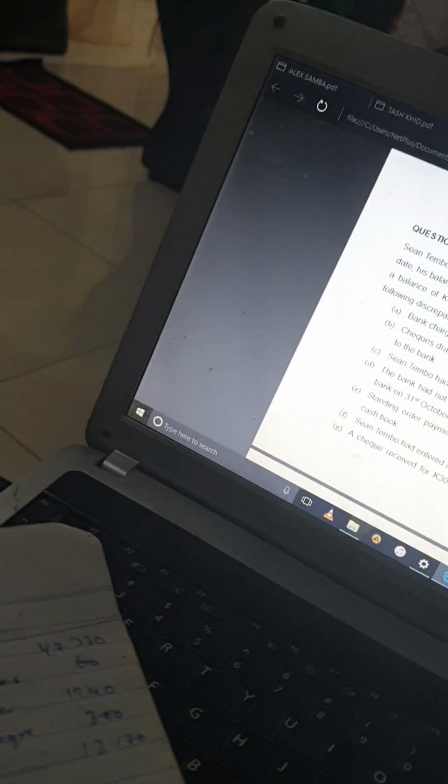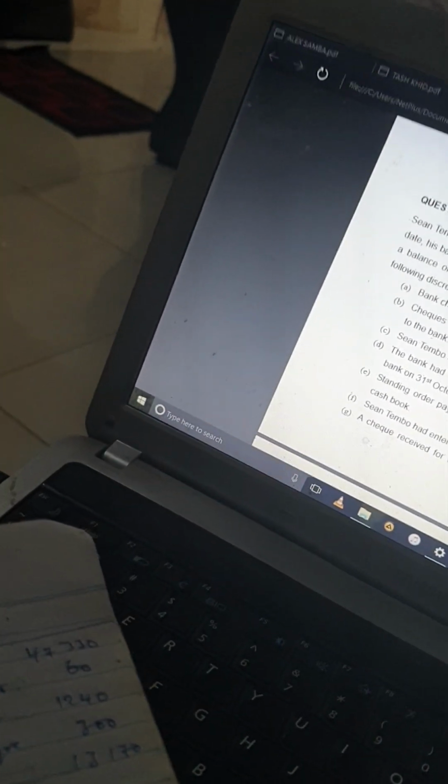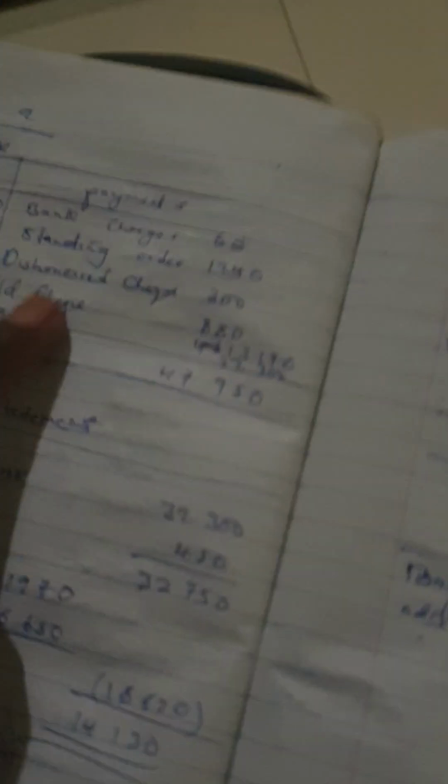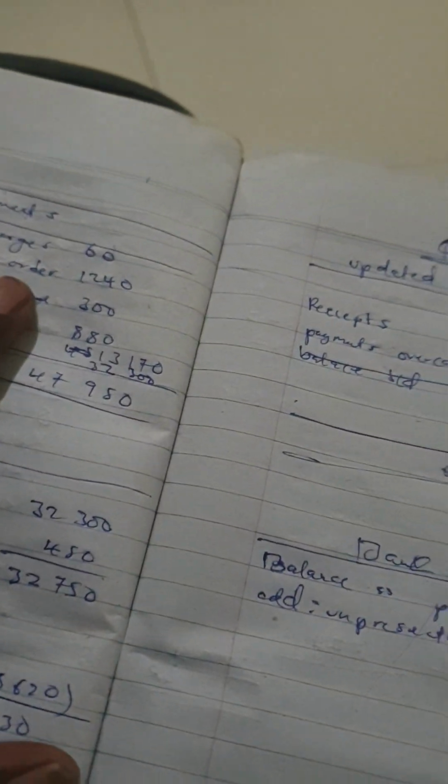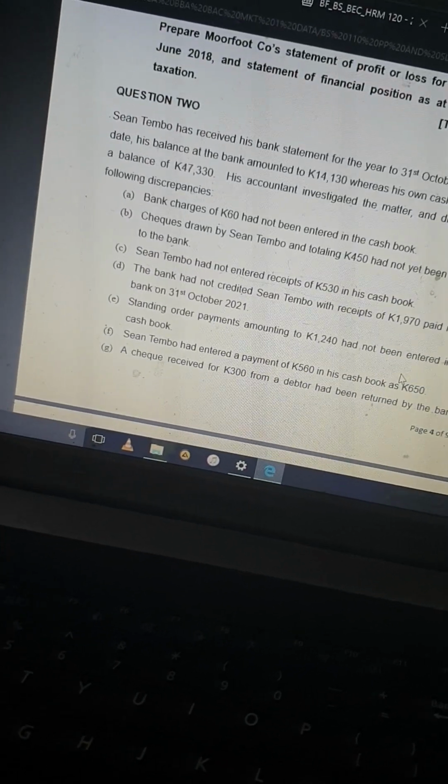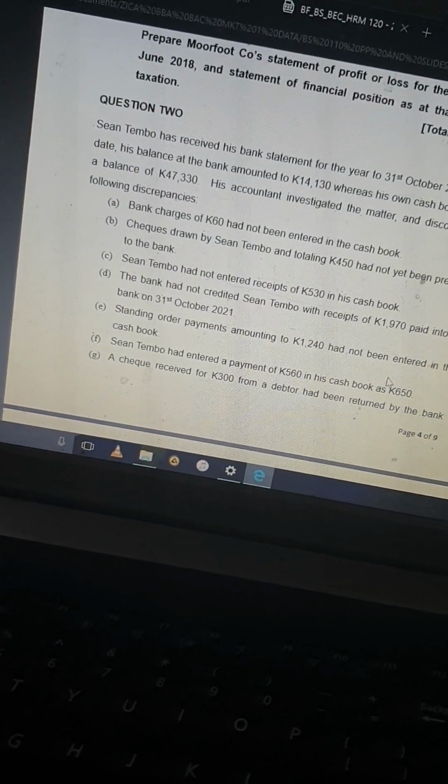Then on D, the bank had not credited Sin Tembo with receipts paid into the bank. So he received receipts, but the bank did not credit, that is uncredited checks, which is found in the bank reconciliation. Next, on E, standing order. Standing order is a credit balance. We've brought it here on the credit side, that is the 1240, which had not been entered in the cash book.